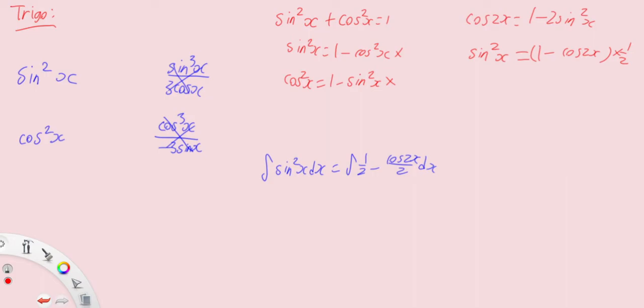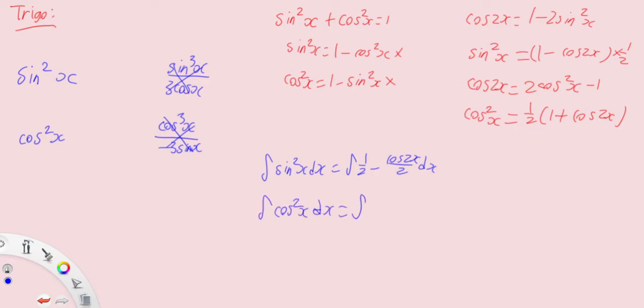Let's look at the other one, cosine 2x. Cosine 2x equals 2 cosine square x minus 1. If I make cosine square x the subject, I'll get half of 1 plus cosine 2x, and like with sine square x, you can integrate 1, you can also integrate cosine 2x. As such, we'll be integrating cosine square x as integrating (1 plus cosine 2x) over 2 dx. Then realize it's very simple.